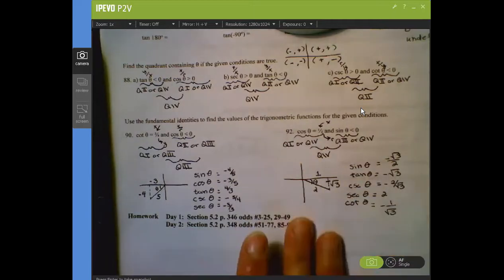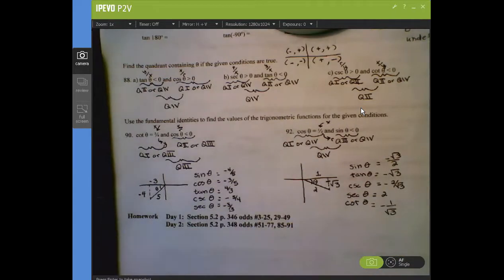Problems like this on the test, I tell you, you don't have to rationalize the denominator. But if you look in the back of the book and they don't have negative 1 over square root of 3 for cotangent on this problem, just rationalize the denominator and you'd get negative square root of 3 over 3, and that answer would be equally fine.